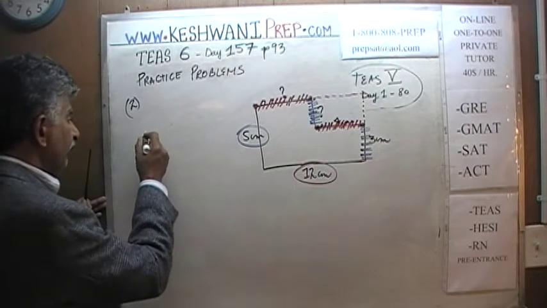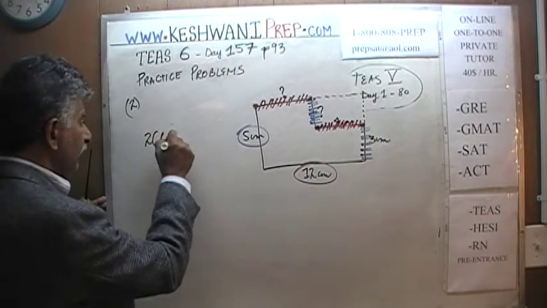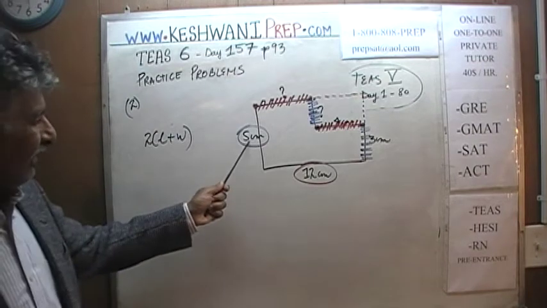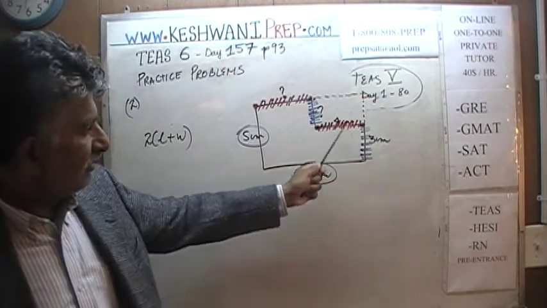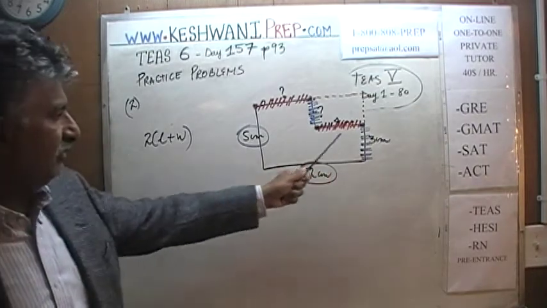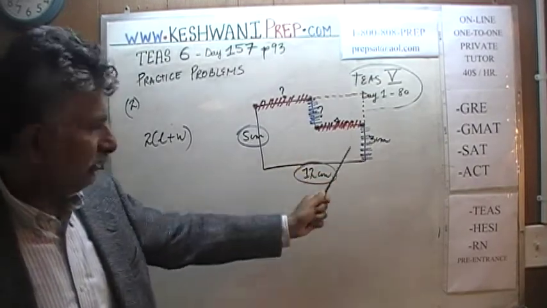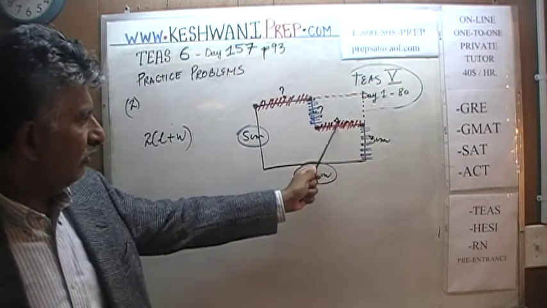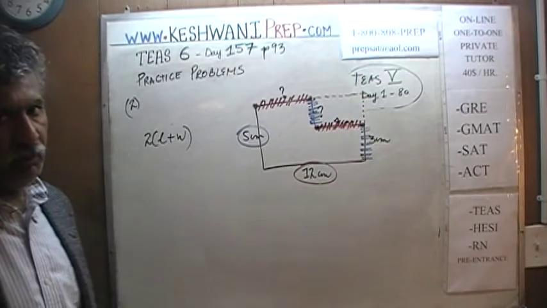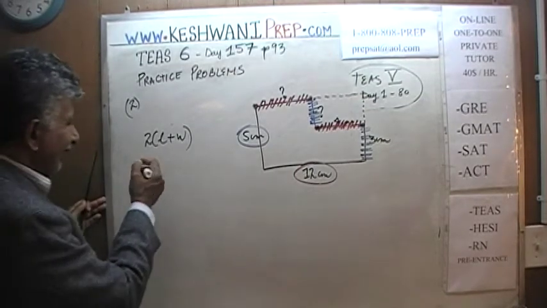nothing more than what we have always seen, which is simply 2 times the sum of the length and width. We have 5 inches here, this is 3 inches, which means this side must be 2 inches. 2 plus 3 is 5. Those two add up to 5 inches. 12 inches here, and this red portion and that red portion add up to 12 inches. If this is 4, that must be 8. But we don't have to do that out. So it's 2 times length plus width.